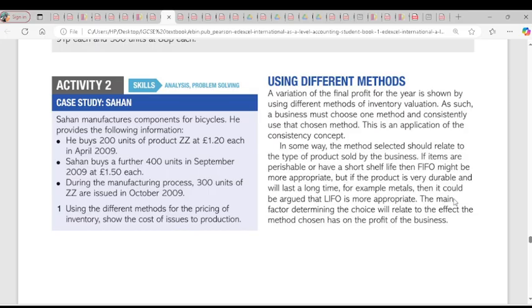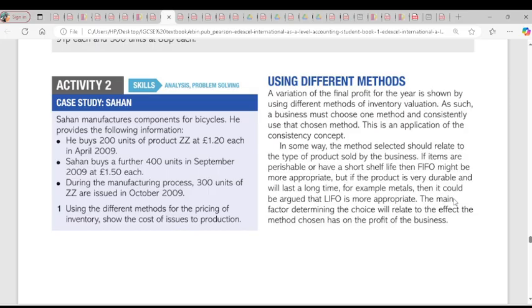Here we have 400 units that were produced in September again, but we have to take it away from the first 300 produced. Do you get the point here? So 400 units minus 300 units gives us 100 units. So our first in, first out will be 300 units. It means 200 units at 1.2 plus 100 units at 1.5, and that gives us 390.